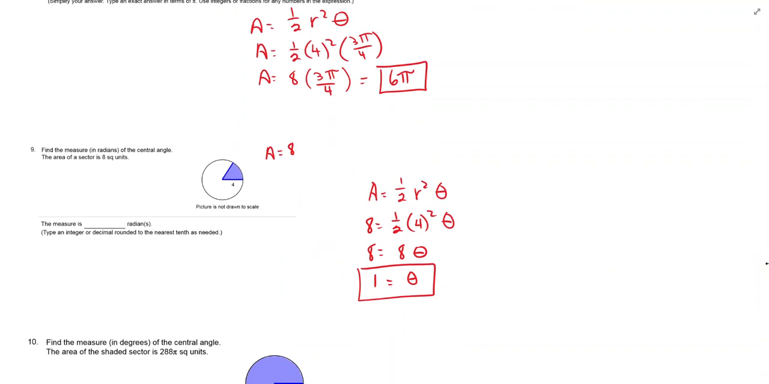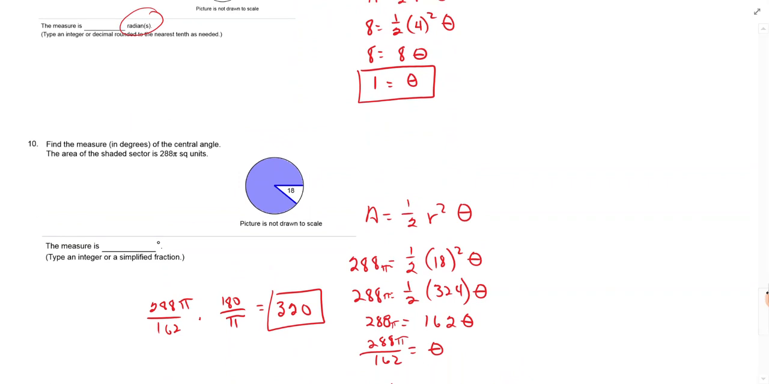Number 9. Find the measure of the central angle. You are given only that the radius is 4, and it does tell you that the area is 8. So here's our formula. We're going to plug in 8. 1/2 times r squared, 4 squared. So that is 8. And when we divide the 8 over there, 1 is theta. It is in radians, not degrees.